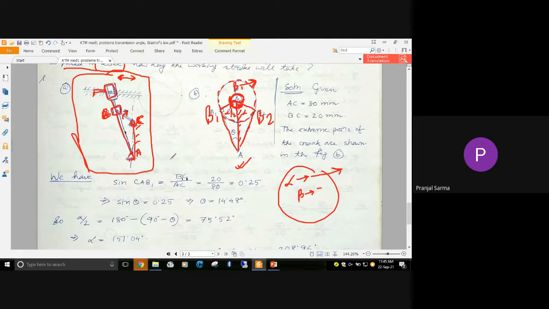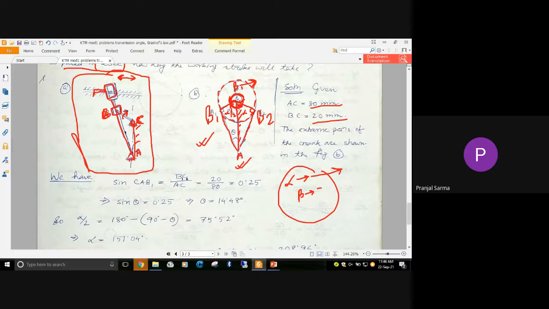Okay, so now what I can draw from this diagram, I can write: AC is already given as 80 mm, BC the driving length is also given as 20 mm, and we are showing the two extreme positions of the crank in this figure. So I can write sine from this right angle triangle. This is a right angle triangle, and this one also is a right angle triangle.